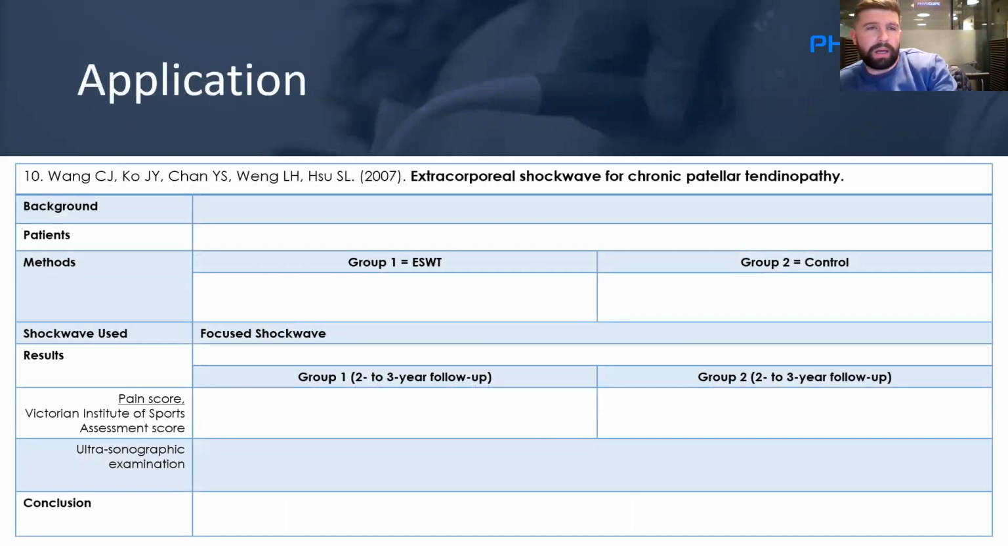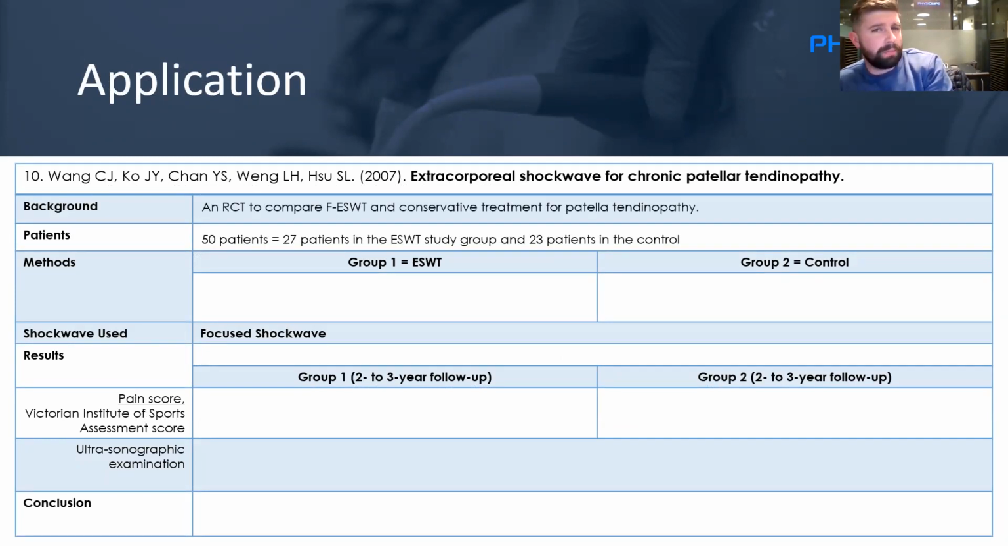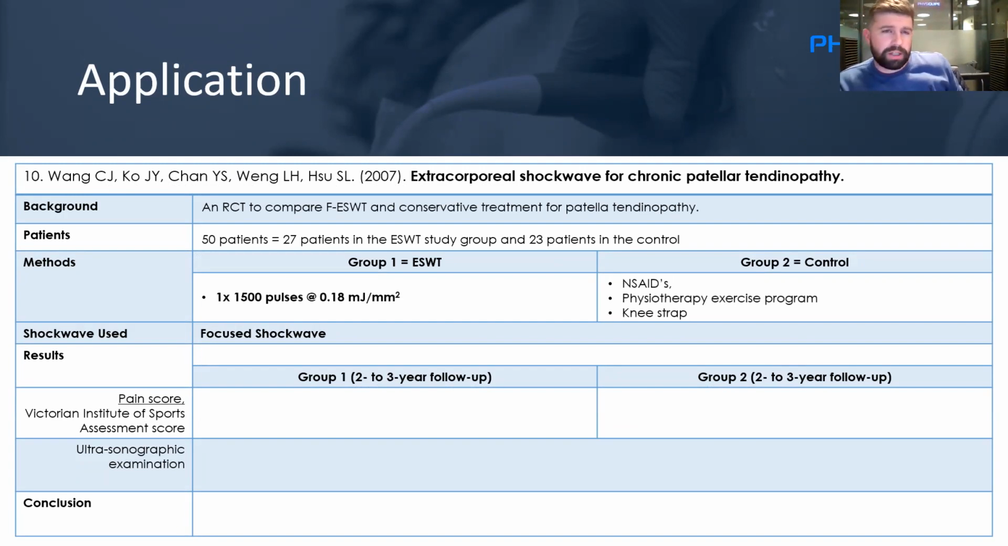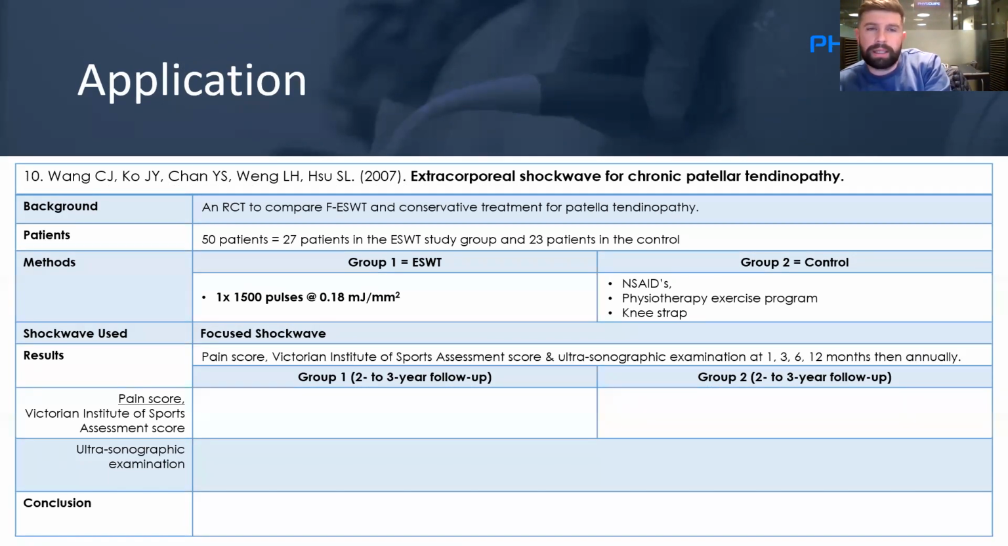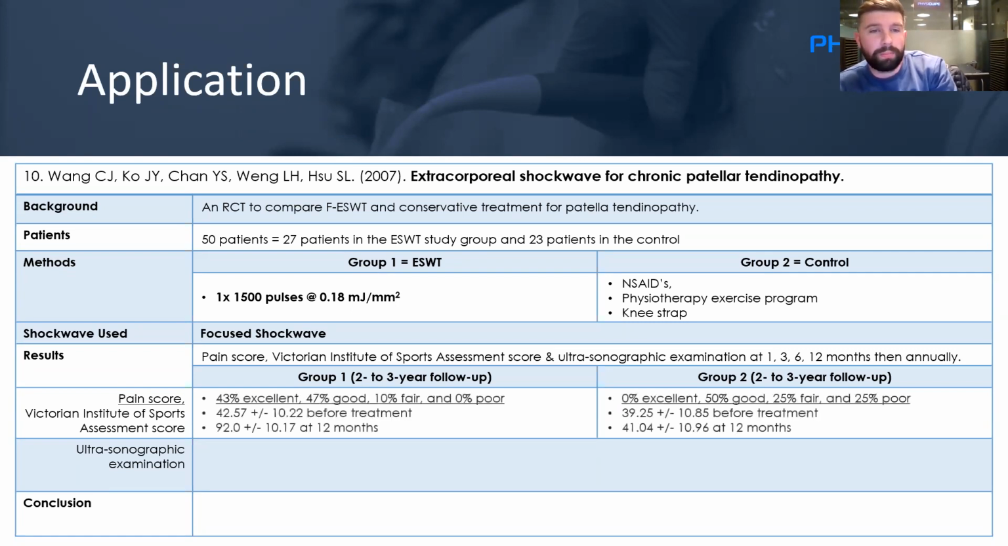So again, let's look at a paper I just reviewed, brought it down to here. To compare focused Shockwave and conservative treatment for patella tendon, I think these ones are much more substantial than those Achilles ones that we looked at earlier. They only had one Shockwave treatment, 1500 pulses at 0.18 millijoules, whereas the control group just had an exercise program with some painkillers and strapping. Looking at a pain score, but also some diagnostic ultrasound as well, and a pretty decent follow-up.